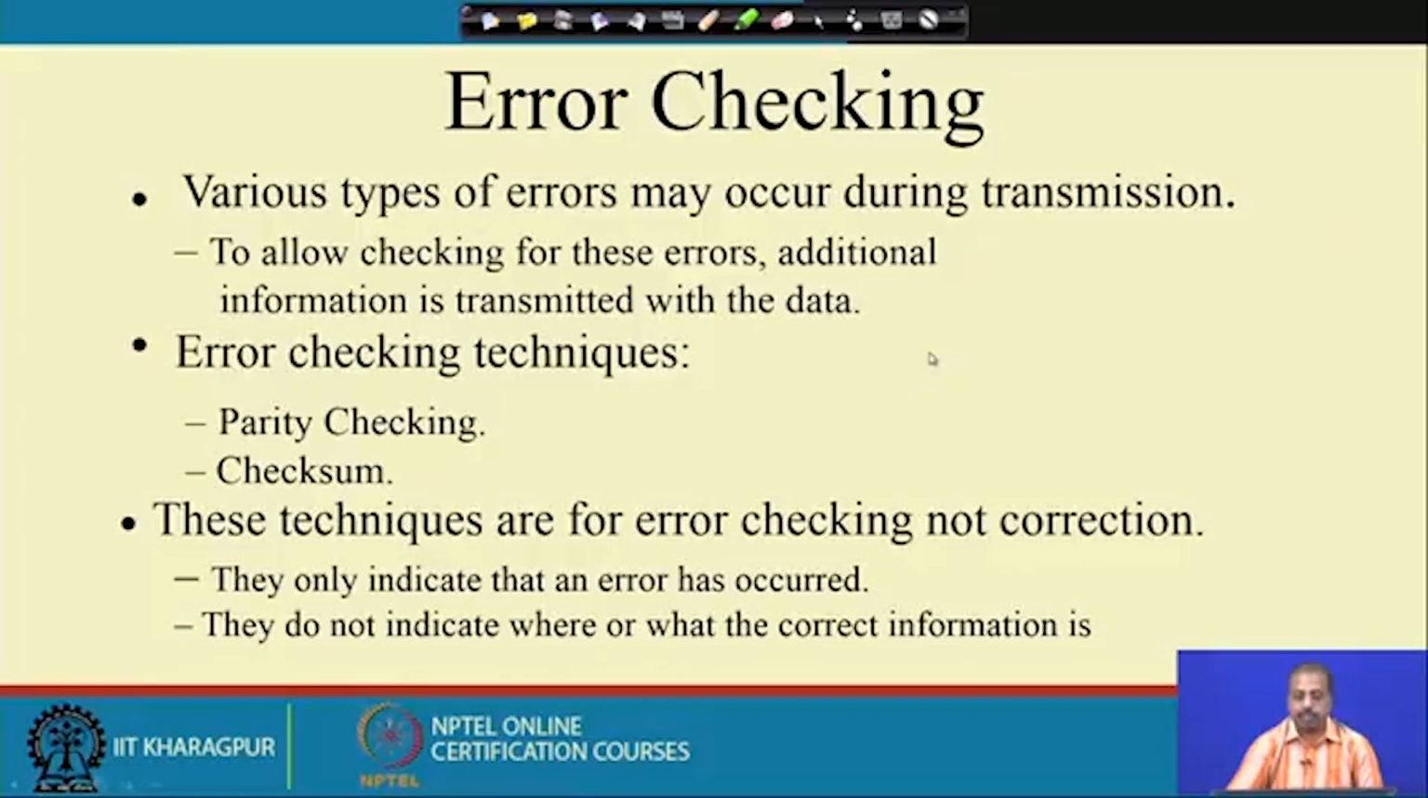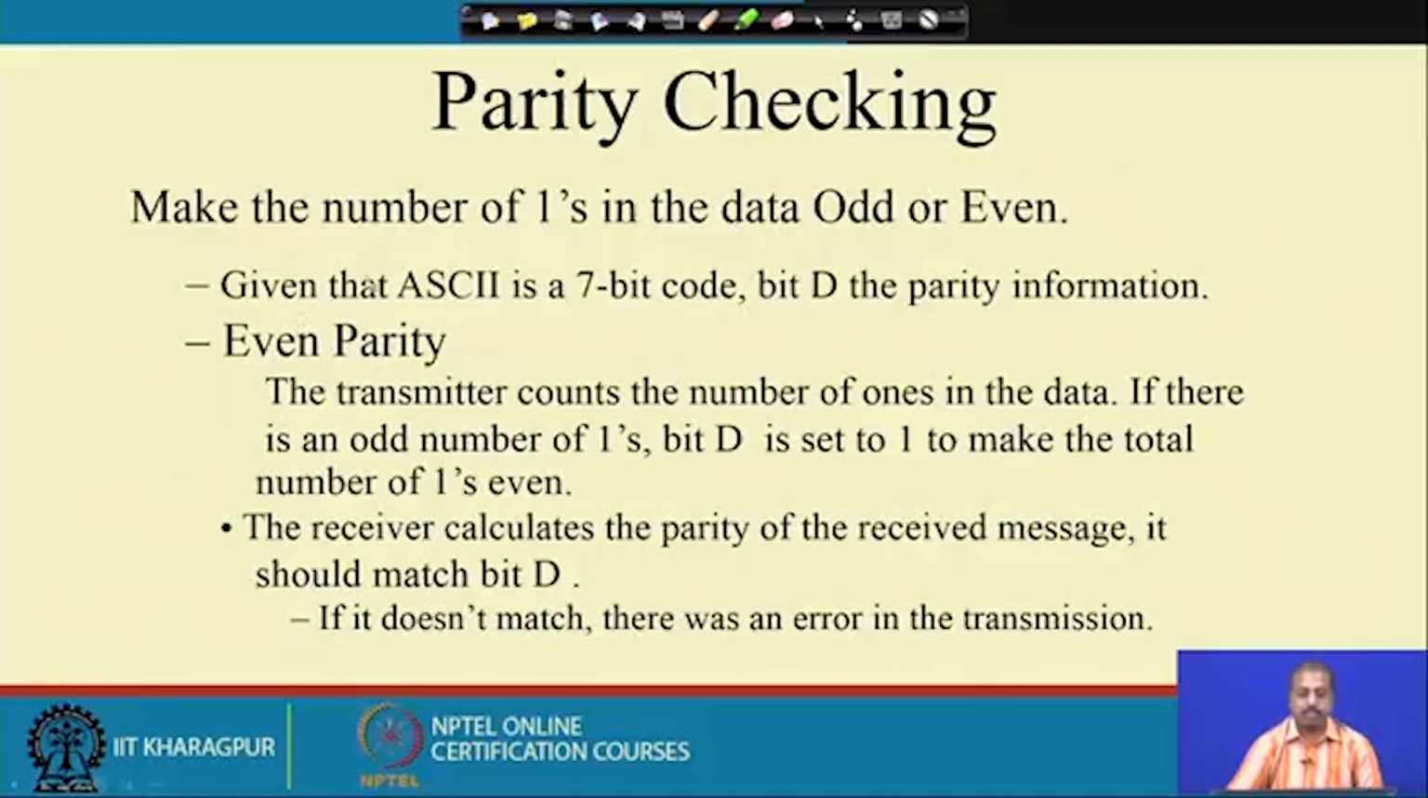Next we will see the parity checking. As I was telling, make the number of ones in the data odd or even. ASCII is a 7-bit code, so we have got 1 bit extra, bit D, for the parity information. So we can add another bit for parity information, making it a total of 8 bits.